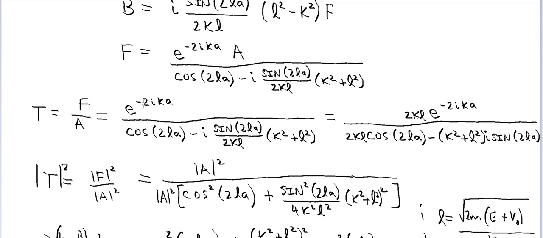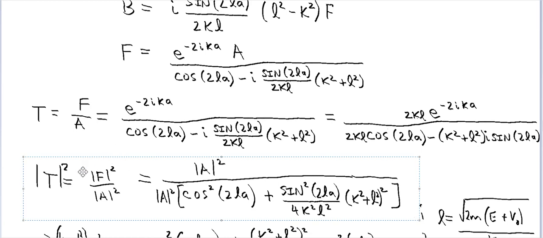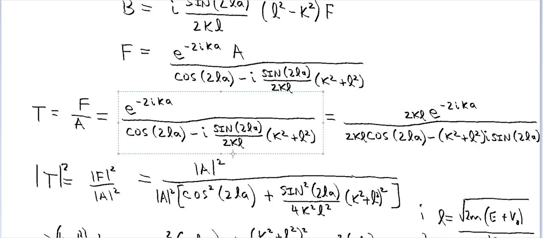So remember that the wave functions themselves are not the probability of locating the particle. It's the square of the wave functions, right? It's the psi star psi. So if we wanted to look at the probability of transmission, we'd look at T squared. And so that's just taking this term and squaring it.